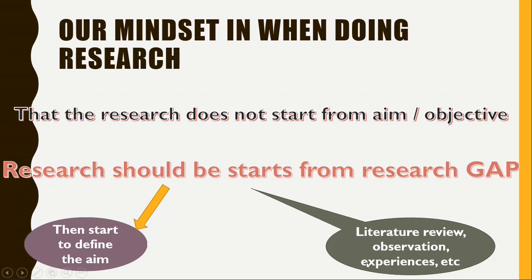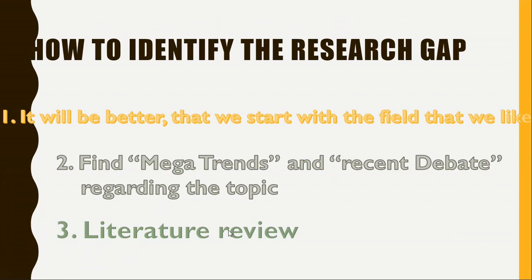And where can we find this research gap? We can find it from literature review, observation, experiences, etc., or a combination of these activities. And then after we find the research gap, we can start to define the aim of the research. And how to identify the research gap?